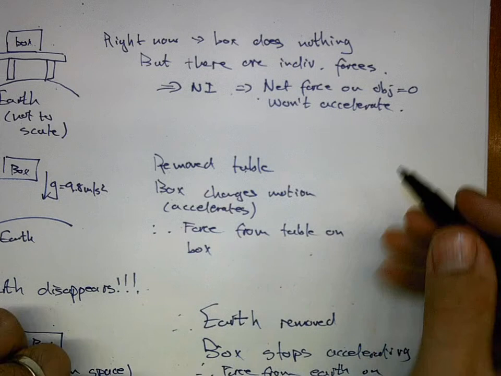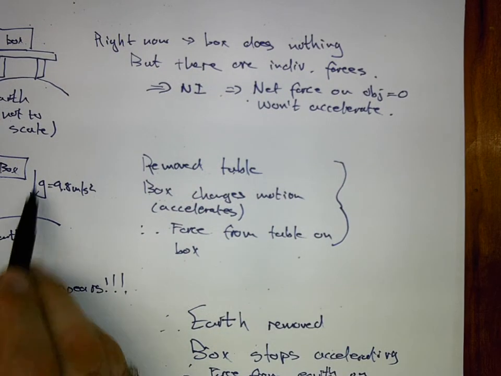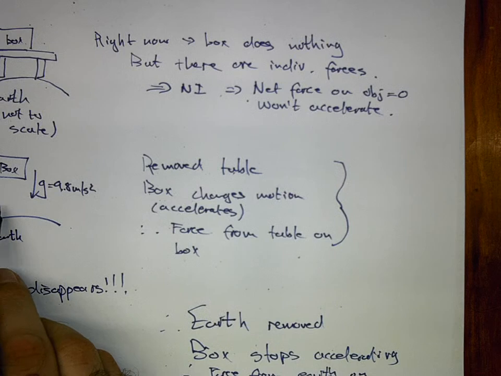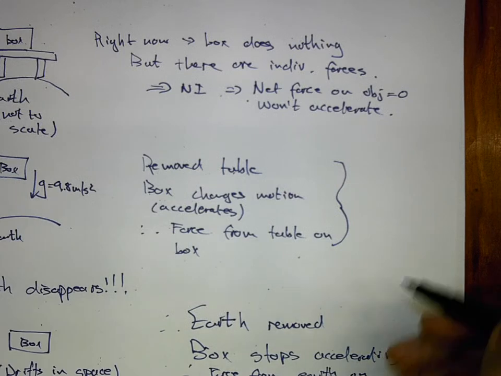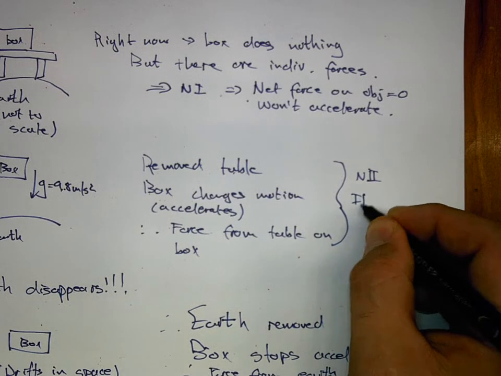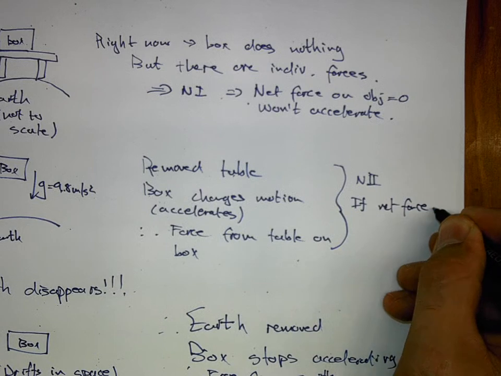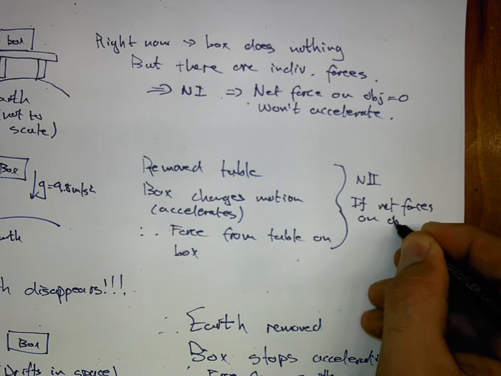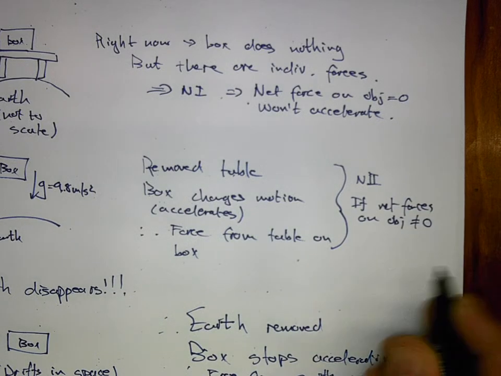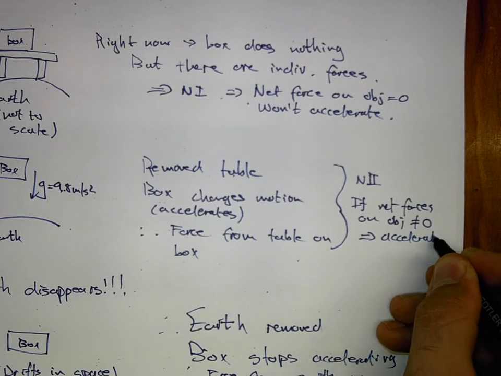Here we've got exactly the opposite. Now we said, well, once I remove the table, there must be a force from the earth on the box. And this just gives us Newton's second law, which says that if the net force on an object is non-zero, we get acceleration.